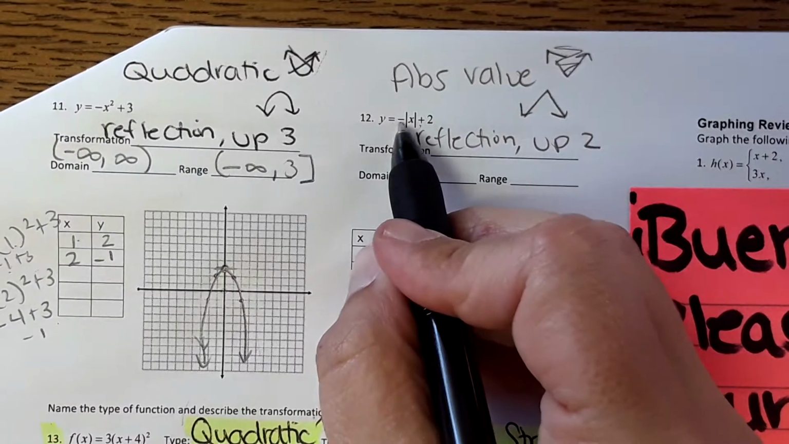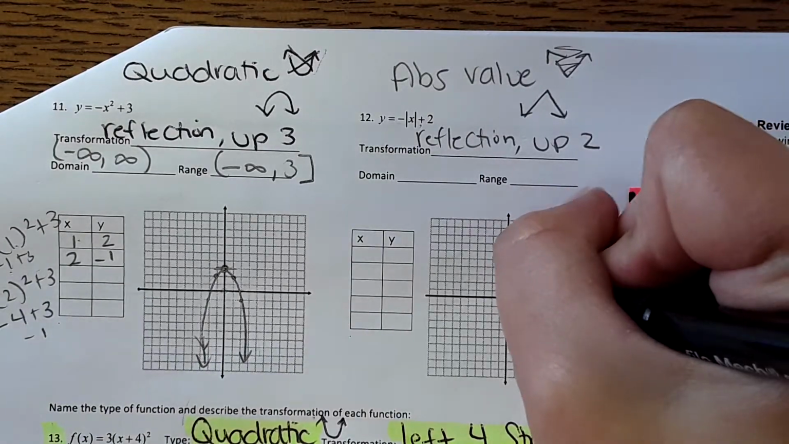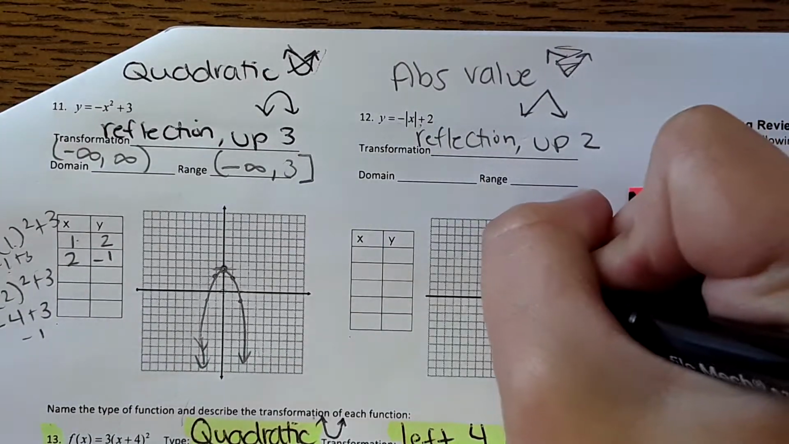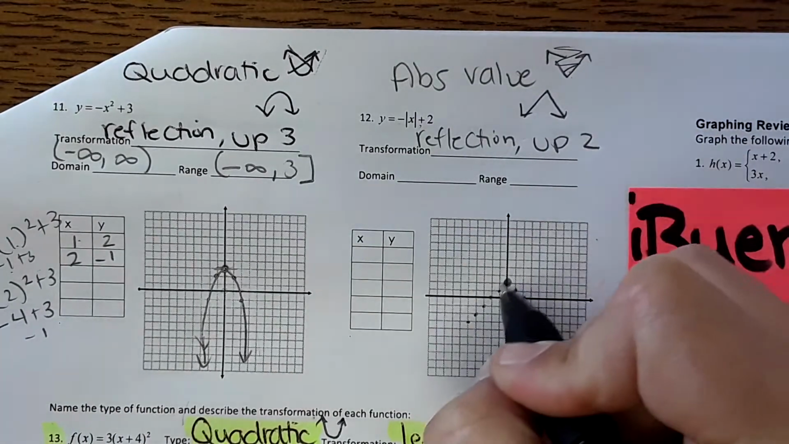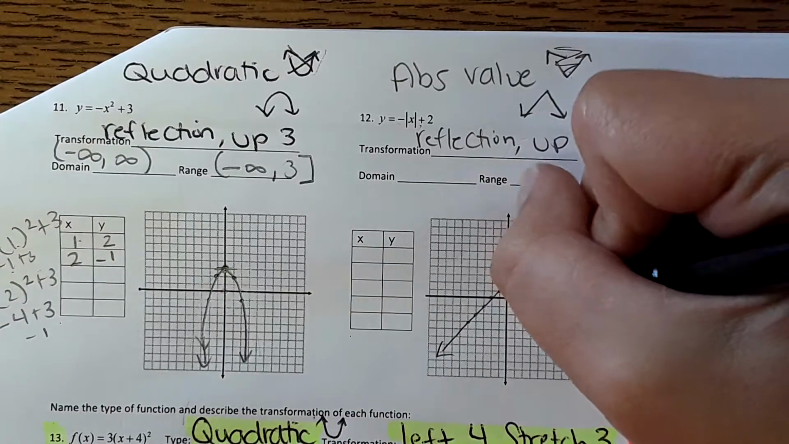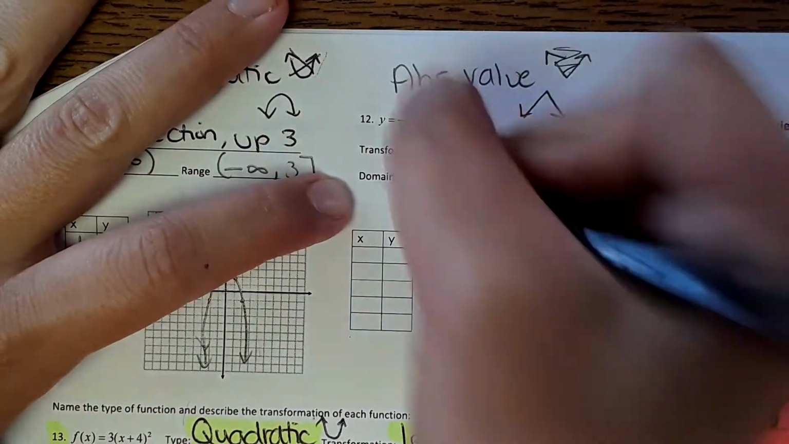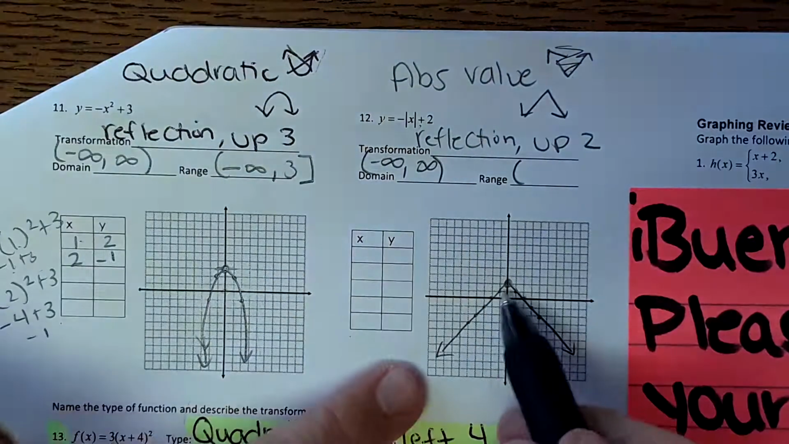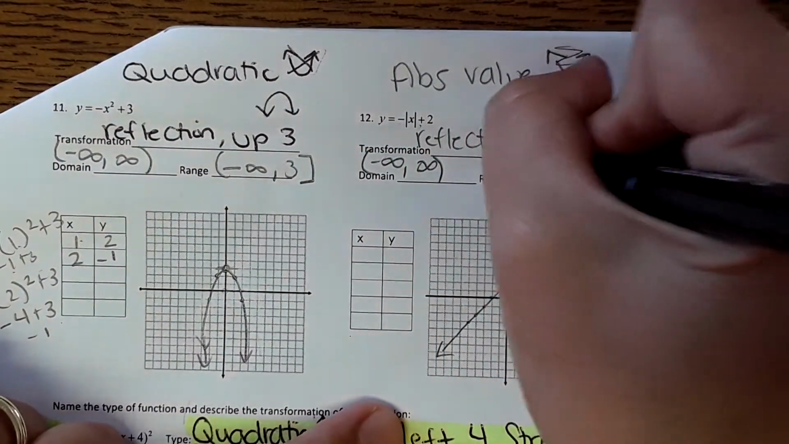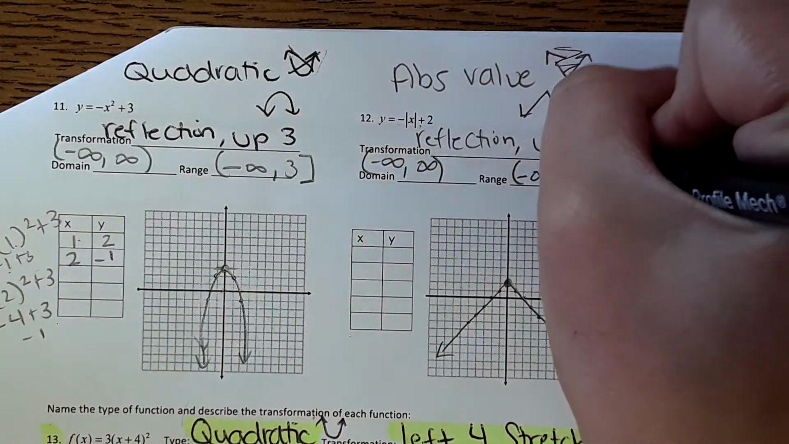Then our slope here is 1, or negative 1. So we're going to go down 1 over 1 in both directions. And it looks like this. Our domain is going to go out forever and ever, so negative infinity to infinity. And our range, our lowest y value, is going down forever, so that'll be negative infinity. And our highest y value would be at 2 with a bracket.